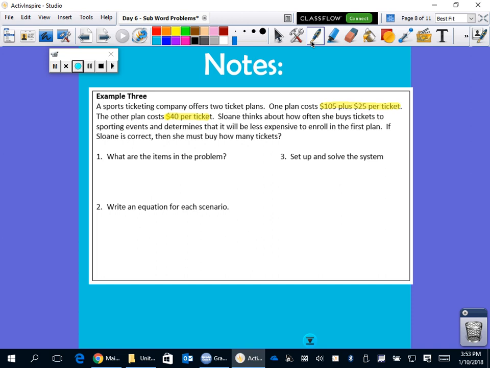Okay. Same idea. What are we comparing here? Well, she's going to a sporting event and she's buying tickets. So X is our tickets and Y again is our money. How much money are we going to have to spend? So there's 2 ticket plans. We have our first plan, plan 1, plan 2.